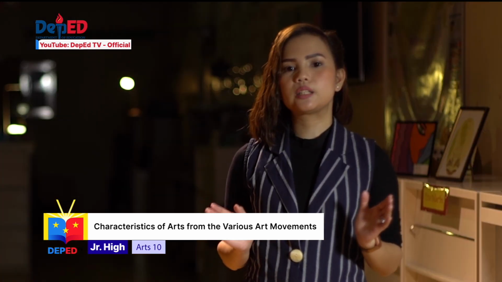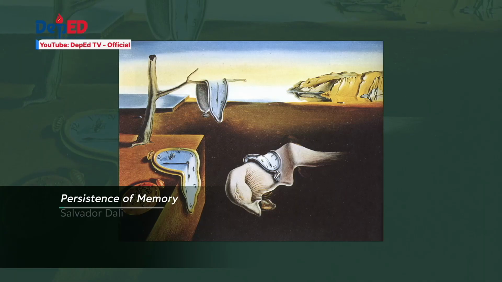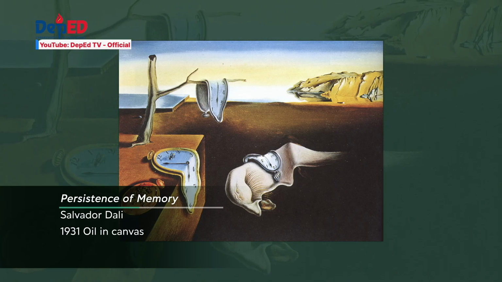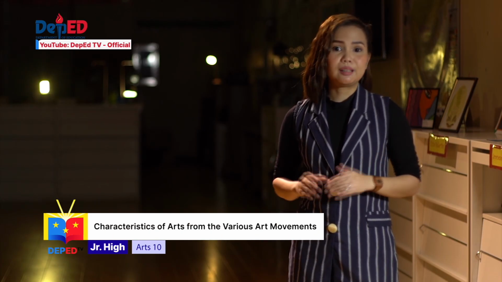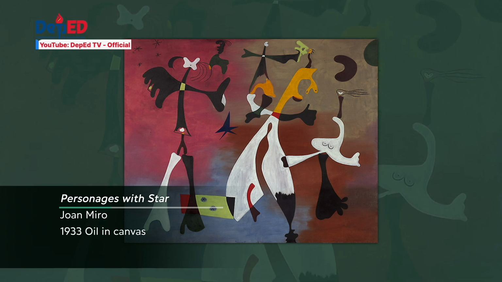Many surrealist works appeared morbid or gloomy subjects, as in this work of Salvador Dali in 1931, Persistence of Memory. Others were quite playful and even humorous, such as this artwork entitled Personages with a Star, created in 1933 by Joan Miro, using oil paint on canvas.